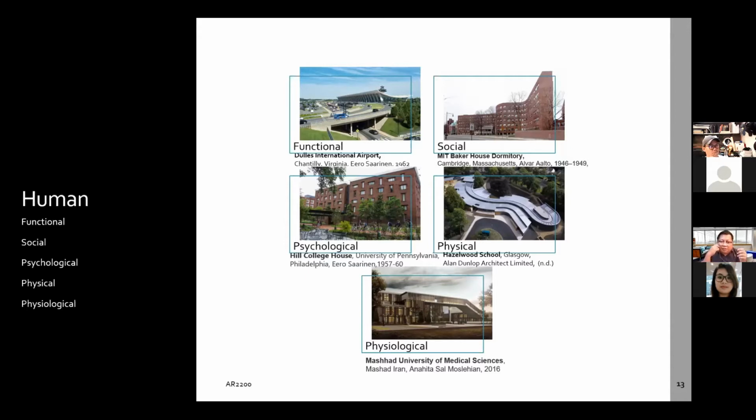And then the Hill College House at the University of Pennsylvania had the double purpose of putting up a very strong front. But when you enter, the interior is very different from what they are trying to portray outside. As long as you can enter this facility, everything else becomes very friendly, but outside, they try to make it look very foreboding. In terms of physical, we're talking about things like people with disabilities. This work, Hazelwood School, was designed to be barrier free. You can research it on your own.